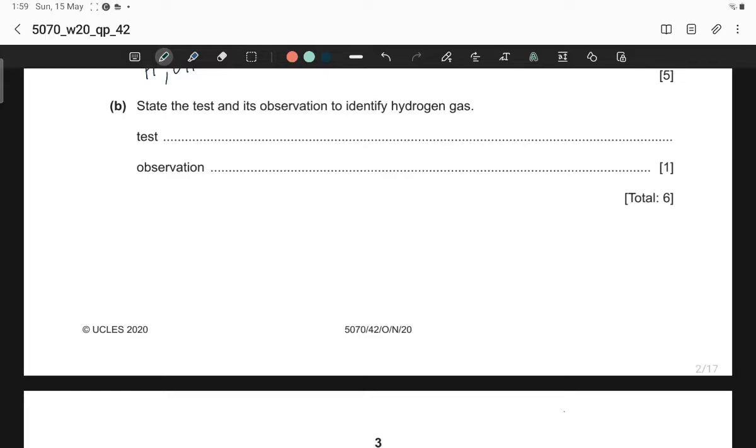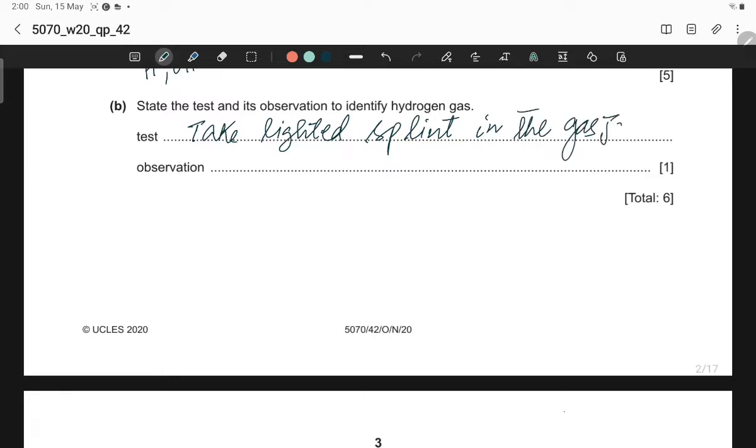State the test and its observation to identify hydrogen gas. Test: take a lighted splint near the gas jar. Hydrogen gas produces a pop with the lighted splint.